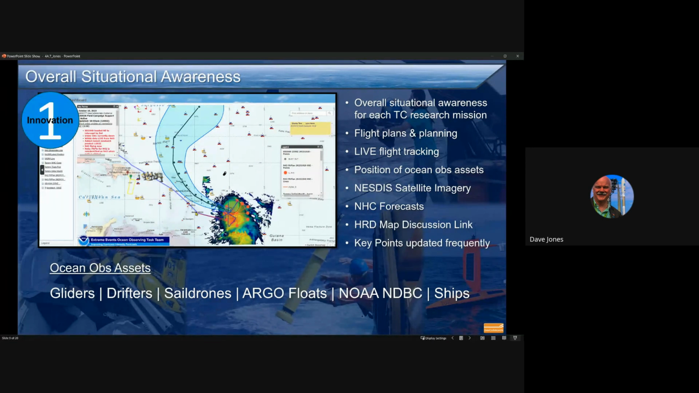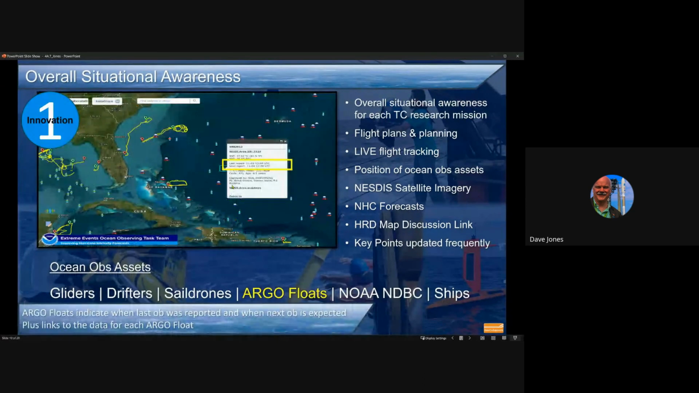And then we had key points updated frequently. So we updated this during the missions, kind of like a one-way chat, showing the status of things going on and instruments and things like that. This is an example of the Argo floats that were available too.